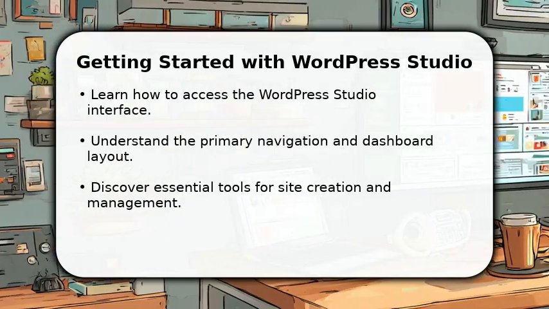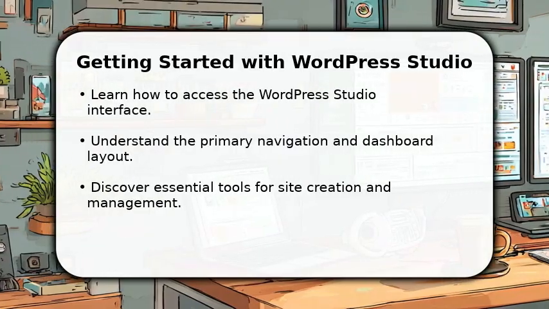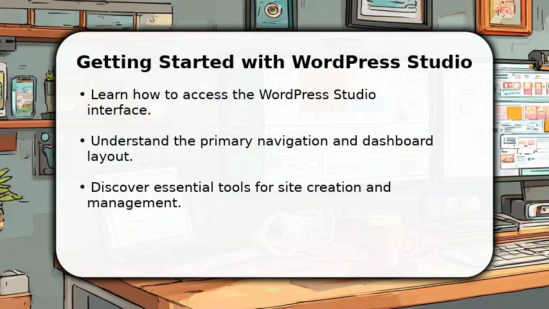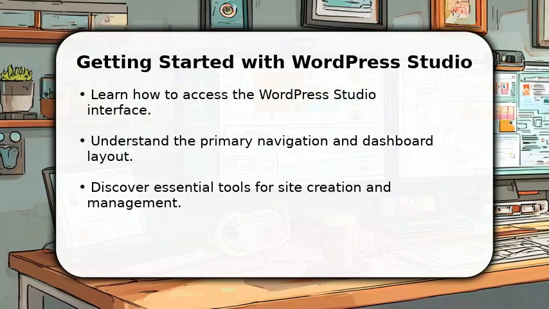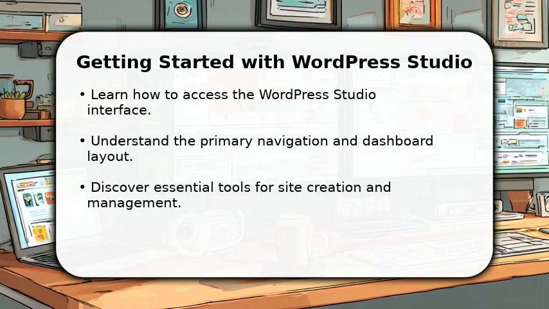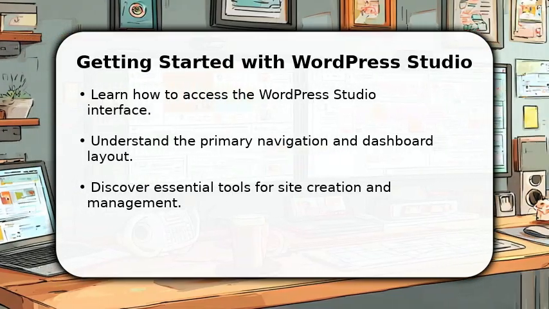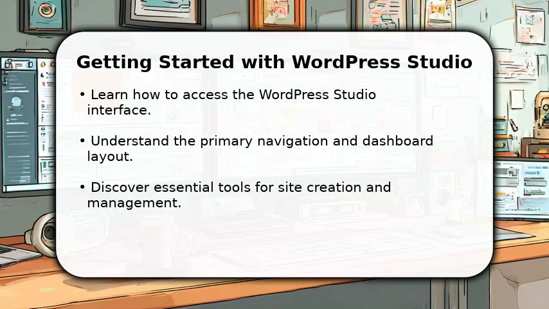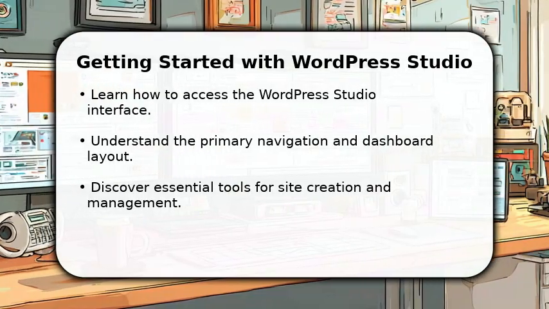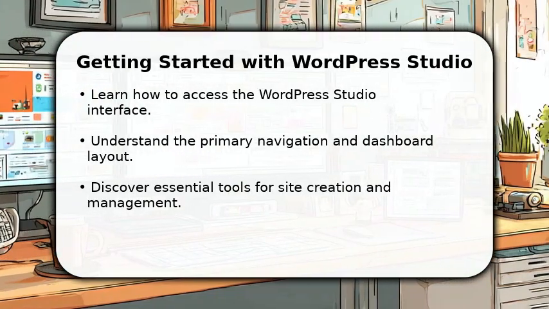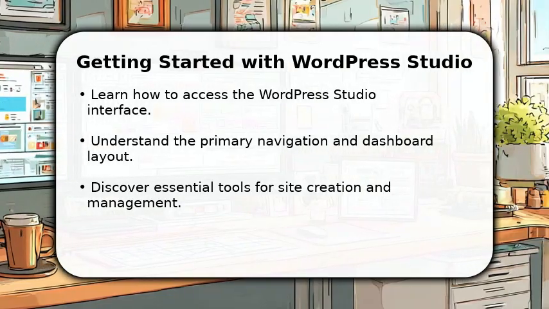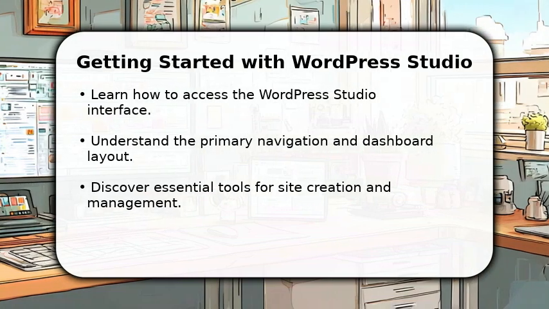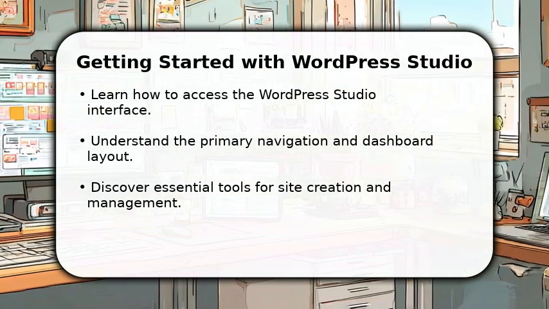In this video, I will explain how to use WordPress Studio. To begin, navigate to your WordPress dashboard and locate the Studio tab, typically found in the left-hand menu. Clicking this will open the Studio interface, presenting you with a clean, intuitive workspace. Here, you'll find essential tools for managing your site's core elements, from pages to global settings, all designed for streamlined creation and editing. It's your central hub for building and maintaining your online presence.